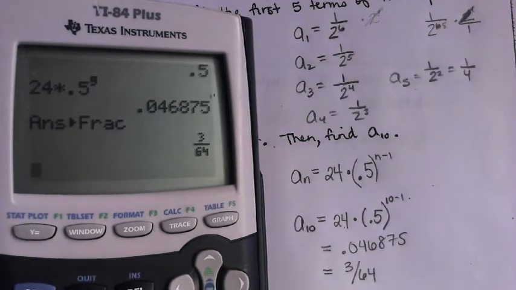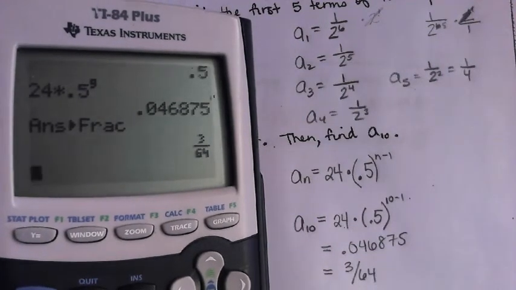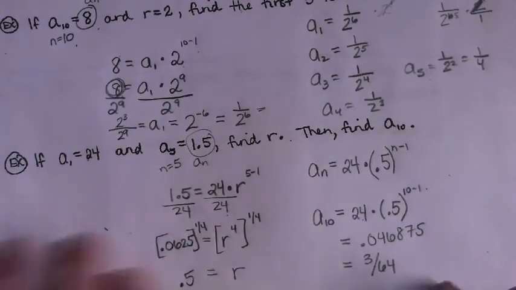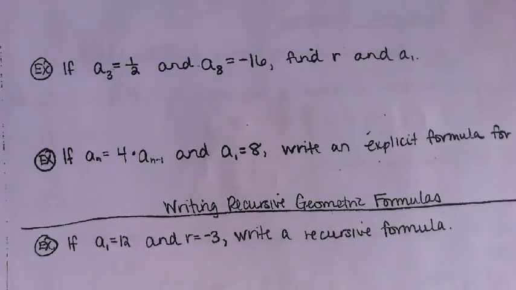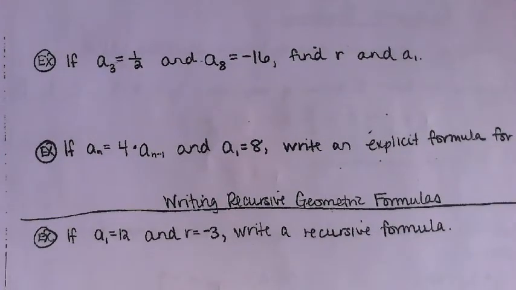Okay? Do you see how the mechanics are very similar? It's just now instead of solving linears, we're solving exponential type equations. Okay, take a look at the back. We're given a 3rd term and an 8th term. We still have 10 minutes. Okay. 3rd term and an 8th term. Find r and find a sub 1.